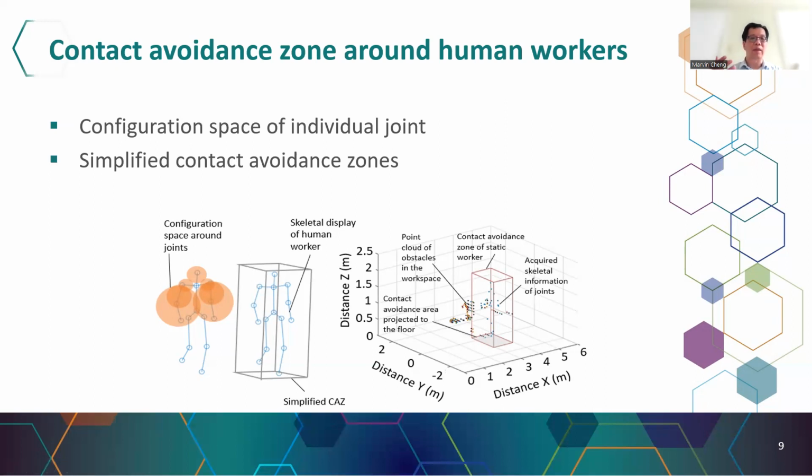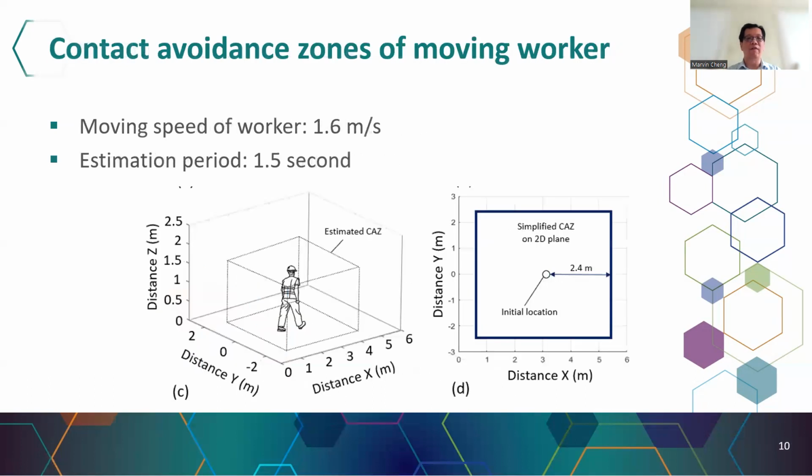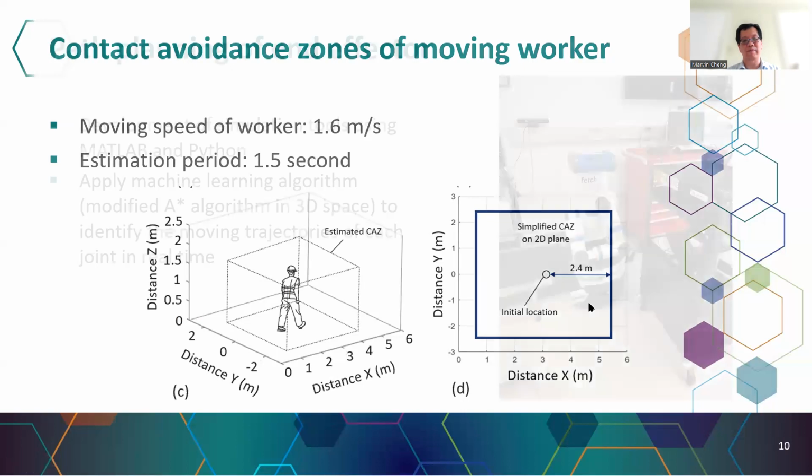However, I would need to say this method is applicable for a static human worker, which means he is not going to move anywhere. For a moving worker, we would assume a speed of 1.6 meters per second, and the refresh rate is set to be 1.5 seconds. With that said, we should be able to know the contact avoidance zones, which has a radius, or distance, of 2.4 meters away from the boundary. So when we have that information, we should be able to define the contact avoidance zones for the human workers while they are moving in the workspace.